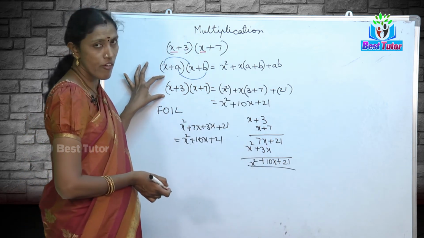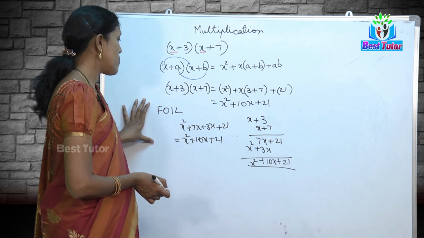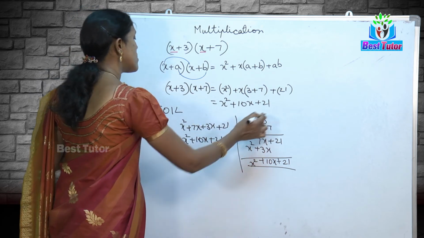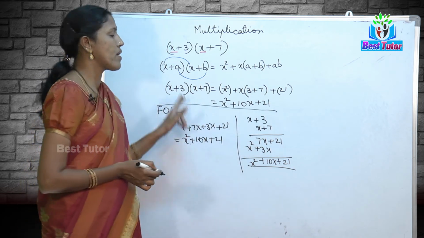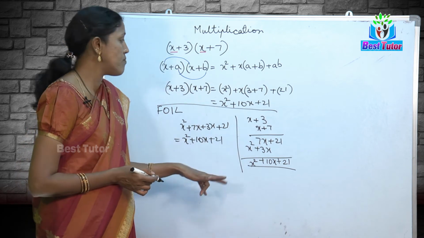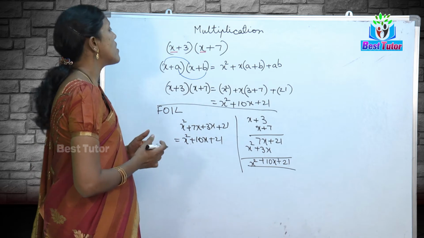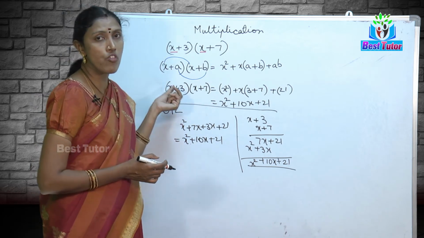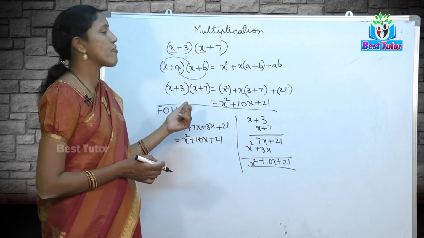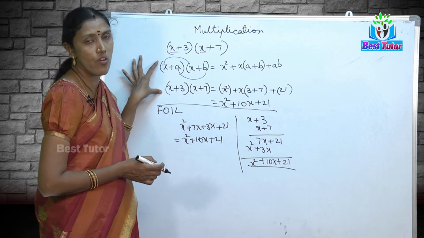This is by applying the formula. This is by FOIL method. This is by vertical method. We have done the same procedure by 3 methods. We got the same solution. Now you have to choose whichever method is comfortable to you. Right? If at all we are supposed to find out the product only by using the formula, this is the only procedure to be followed. Right?